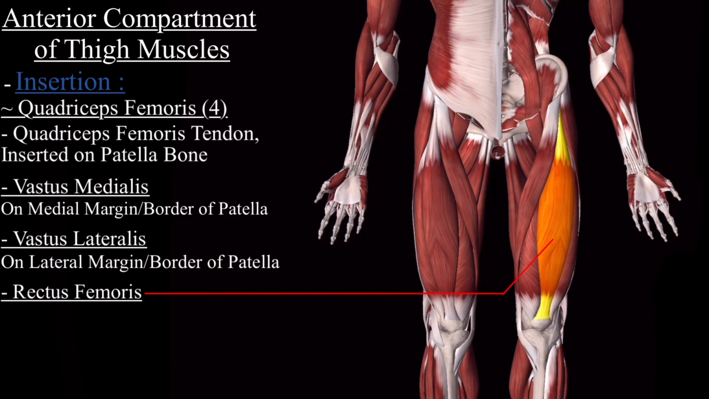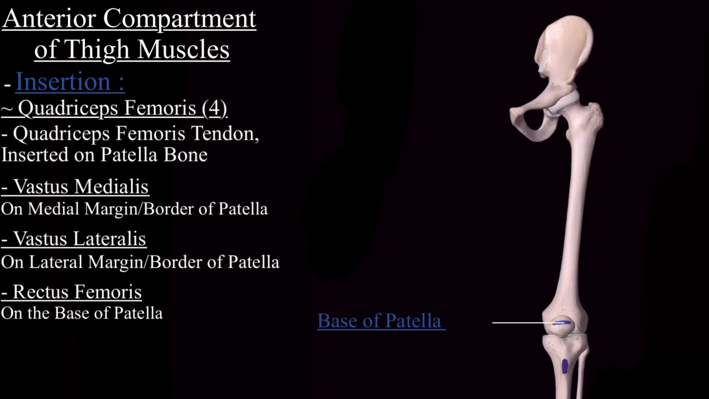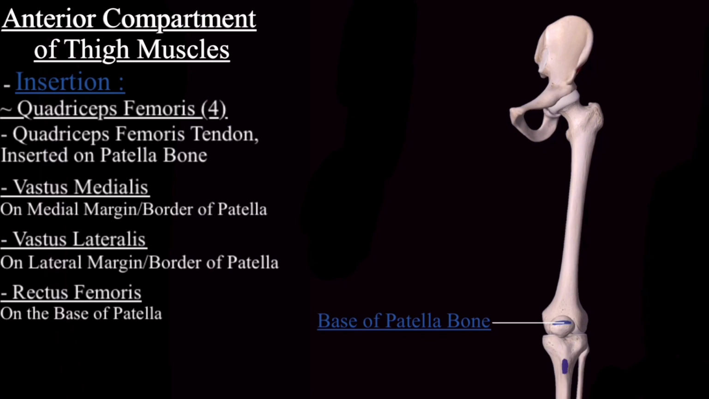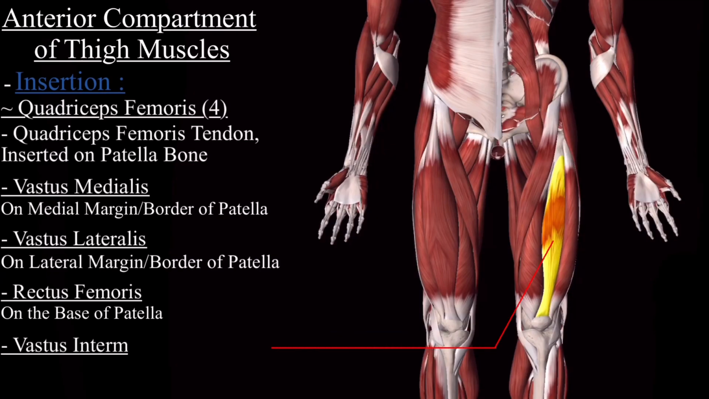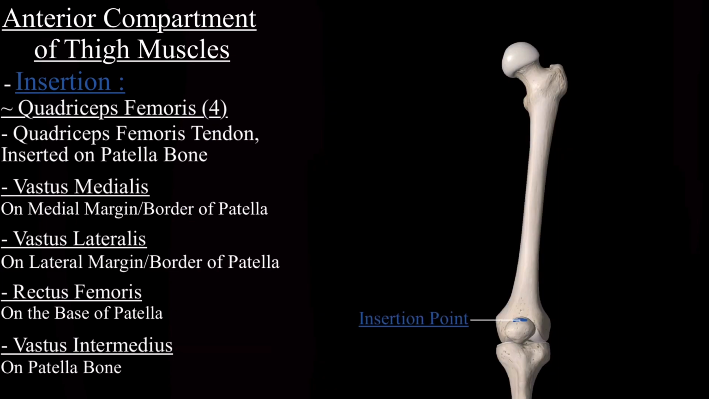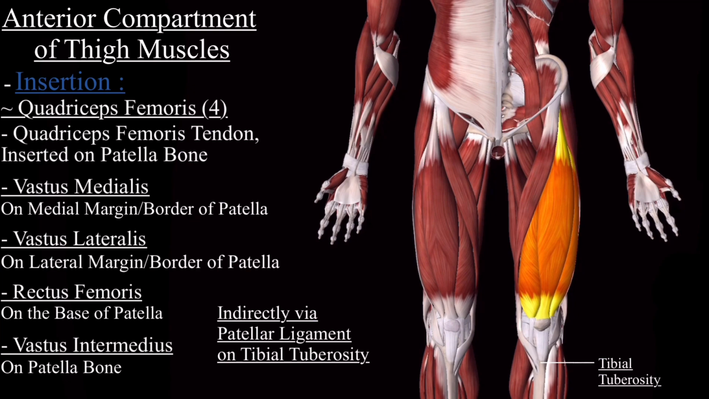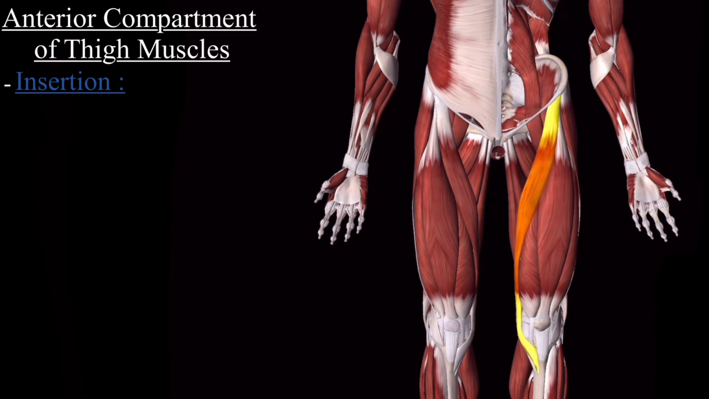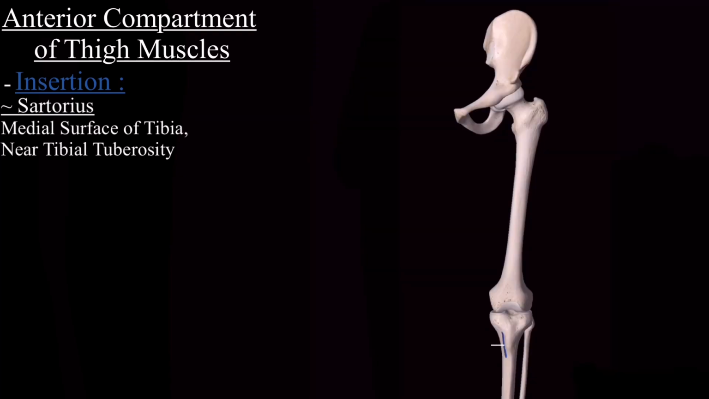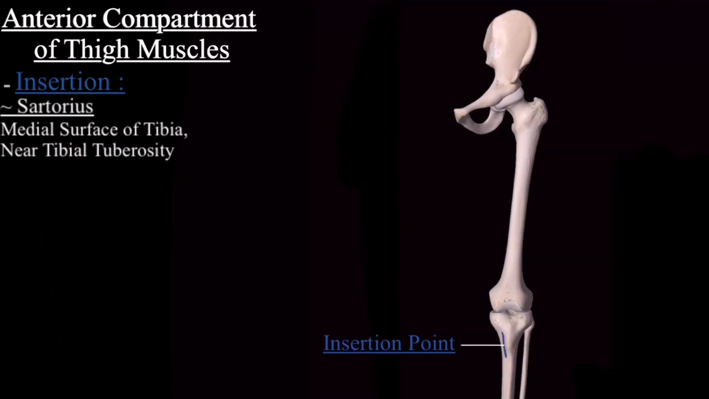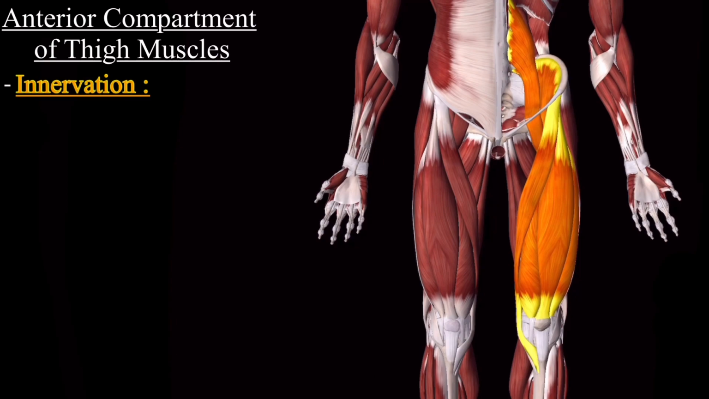The vastus lateralis muscle is inserted on the lateral margin of the patella bone. The rectus femoris muscle is inserted on the base of the patella bone between the insertion of the vastus lateralis and medialis muscle. The vastus intermedius muscle is inserted posterior to the insertion of the rectus femoris muscle on the patella bone. All the 4 quadriceps femoris muscles are indirectly inserted on the tibial tuberosity of the tibia bone via the patellar ligament. Last one is the Sartorius muscle, and it is inserted on the medial surface of the tibia near the tibial tuberosity.